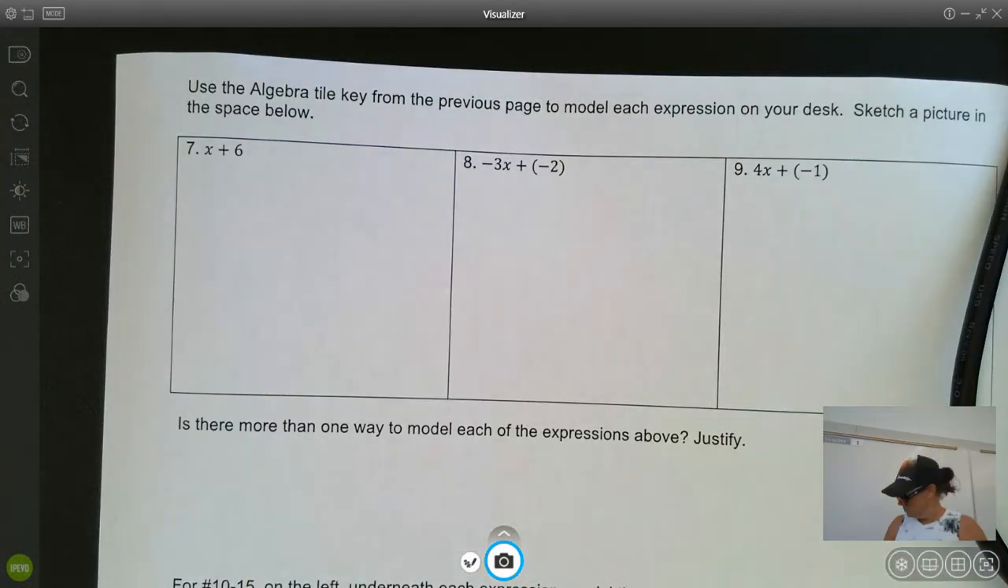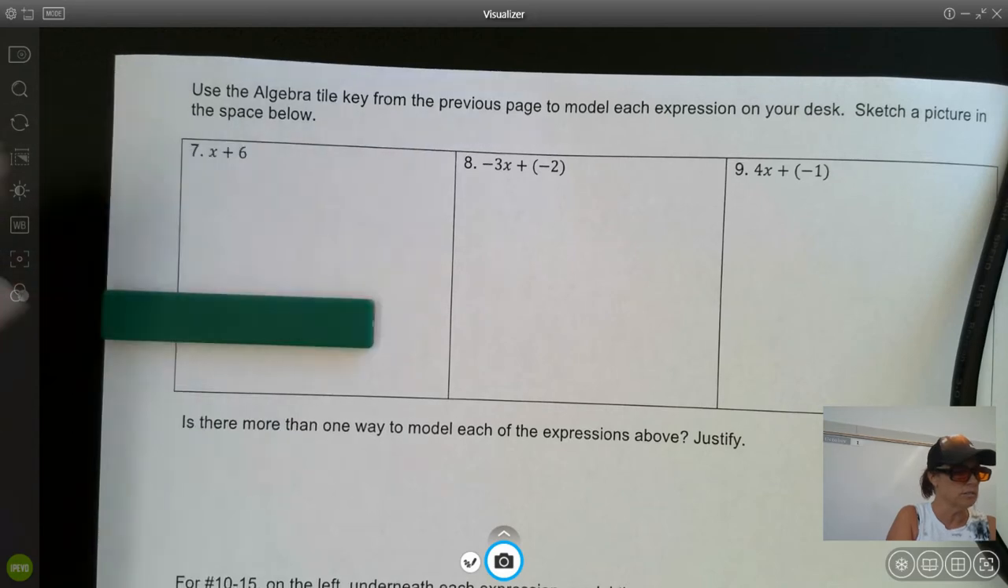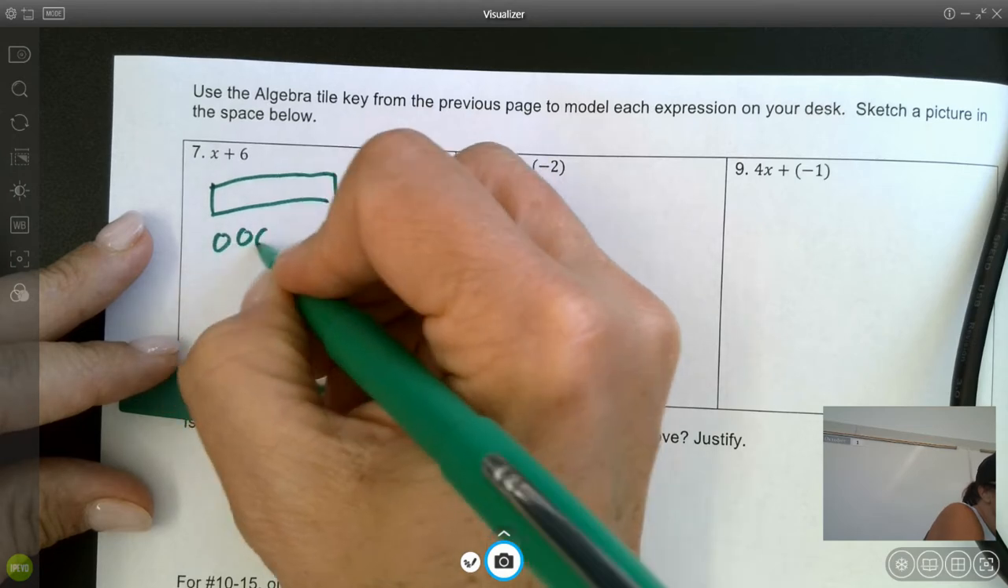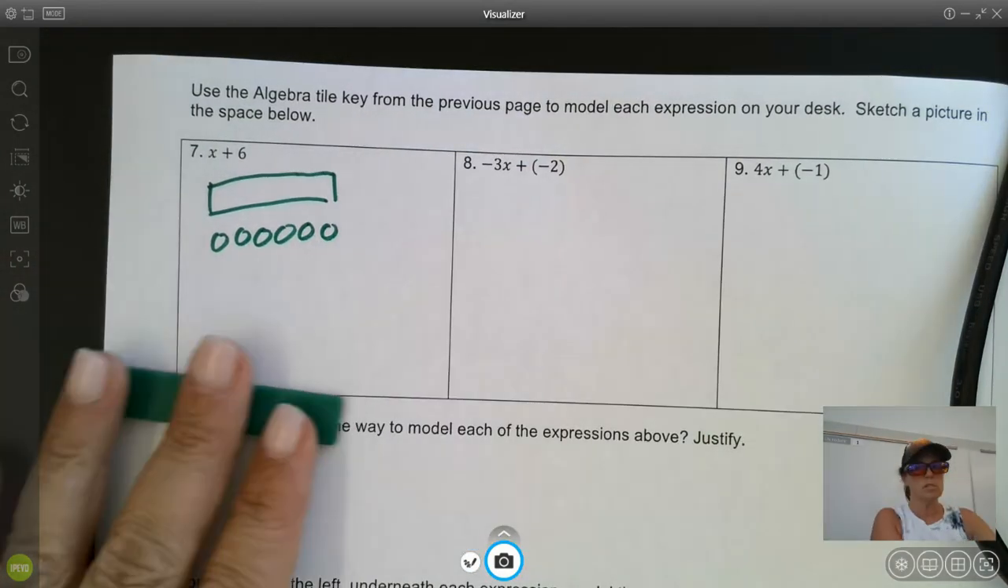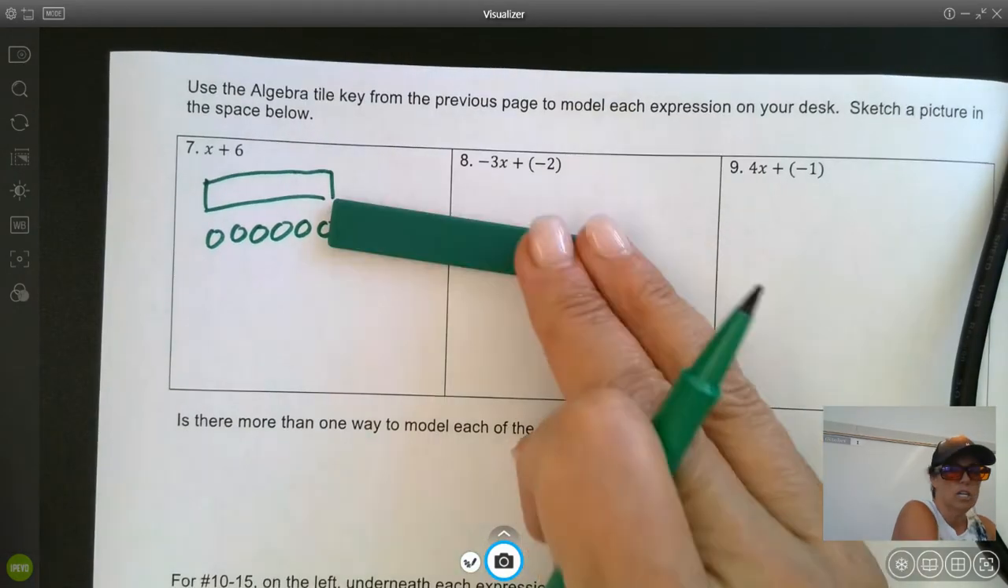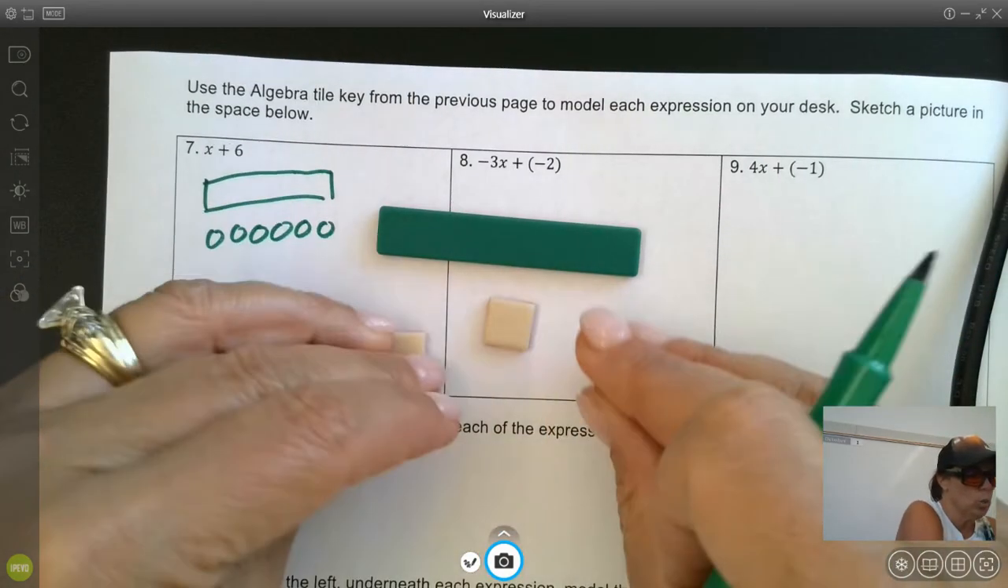Next up, use the algebra tile key from the previous page to model each expression on your desk. Sketch a picture in the space below. If we were sitting in class, we would have these tiles out, and we would have an X tile and 6 positive 1 tiles. It doesn't matter how you arrange that.